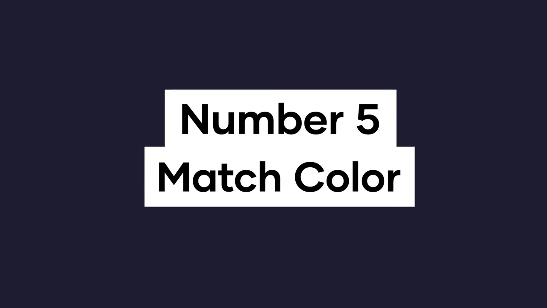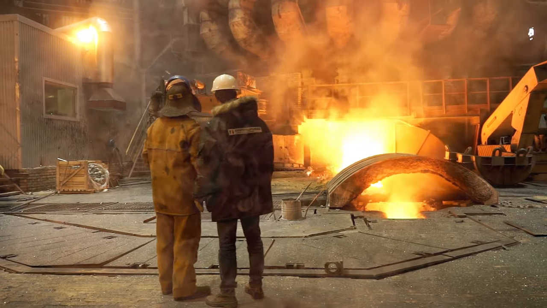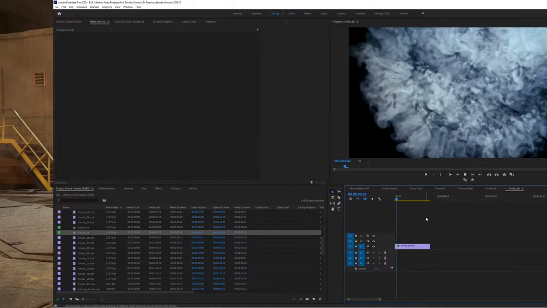Number five, match color. Basically, you want the color and exposure of the smoke to look like it's actually belonging in the world that you're putting it in. With Lumetri Color, you can change up the characteristics of the smoke.